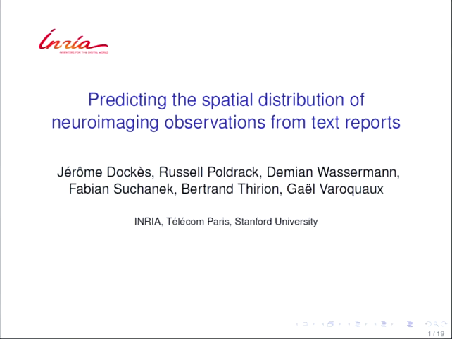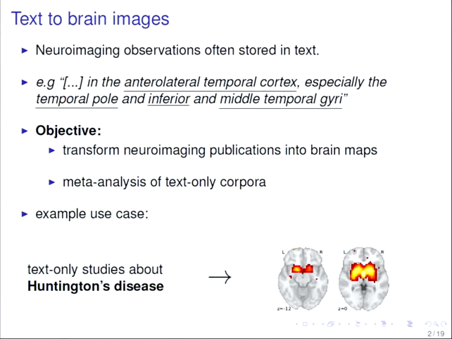Hello. So I will talk about transforming text about neuroimaging into brain maps. We want to do this because for many neuroimaging studies, as you know, all that is published is a text report. Researchers and practitioners get brain scans of subjects and patients, and then write a report about it where they give the locations of their observations in terms of anatomical brain regions.